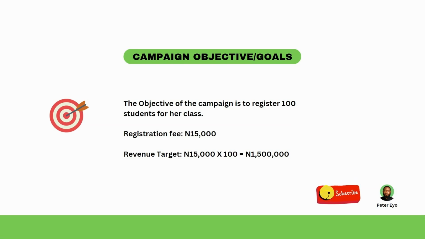This is something I want you to understand. Before you start running WhatsApp ads, you need to first establish your campaign goals. How much do you want to make? How many sales do you want to make? You need to understand these numbers so that you have a goal you are working towards.